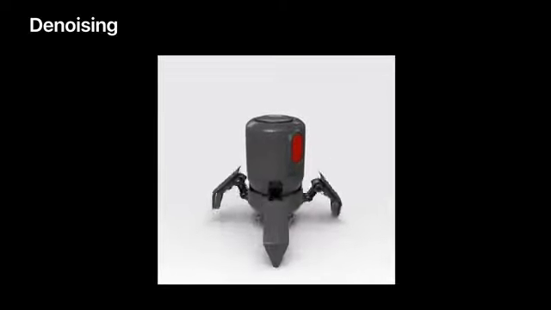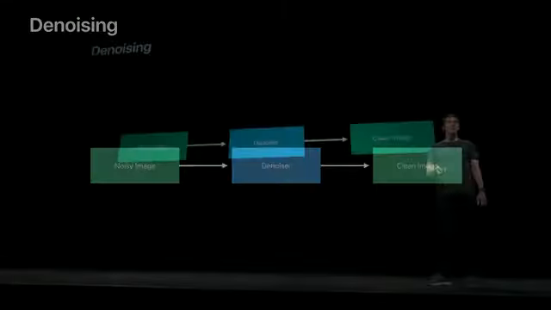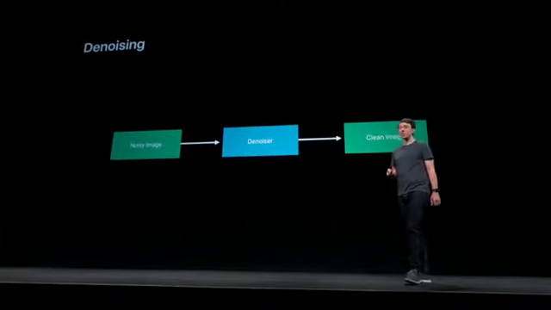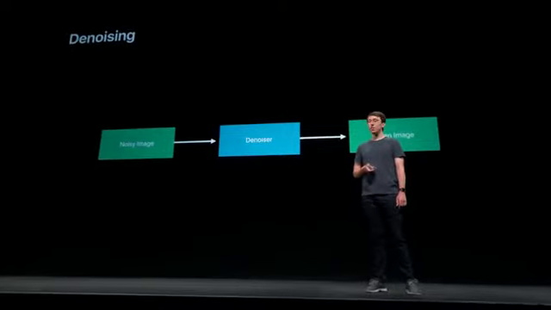Fortunately, Metal now includes a sophisticated denoising filter. Let's see how this works. Ideally, what we'd be able to do is simply take the noisy image output by our renderer, run it through a denoiser, and get back a clean image. In practice, the denoiser needs a little bit more information about the scene.